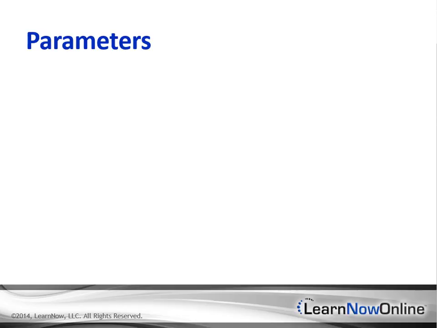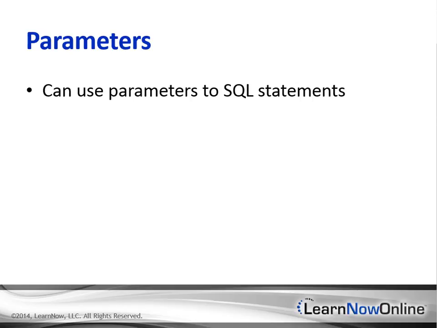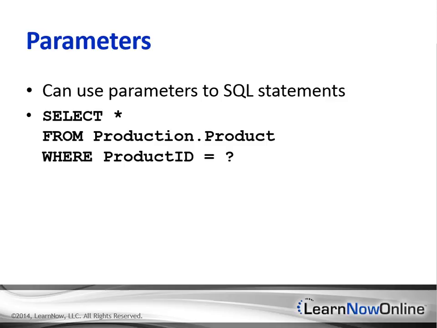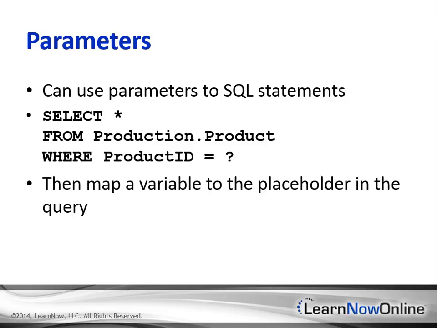Something else you can do is that in transformations that allow SQL strings as input, you can write queries with parameter placeholders, and it would look something like this. So select star from production.product where product ID equals question mark. And then you can map a variable to the placeholder within that query.